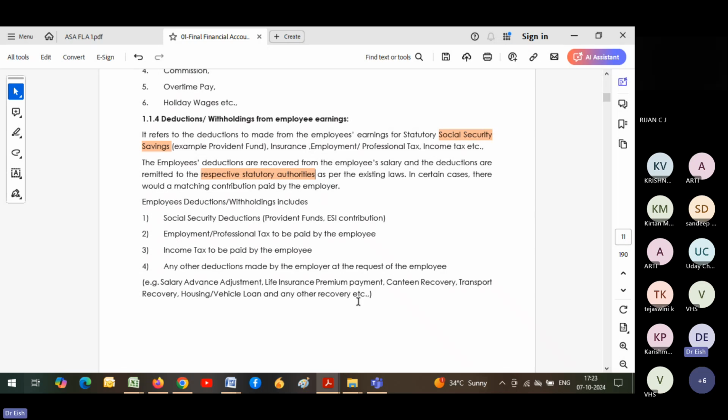Second is employment professional tax to be paid by the employee who is a professional. One who has got the professional degree will pay the professional tax. But depends on whichever state he is working, he has to pay the professional tax of that state. Third is income tax by way of TDS, will be paid by the employee. And fourth is any deduction made by the employer at the request of employee: salary advance, LIC, canteen, transport recovery, housing or vehicle loan, and any other recovery.